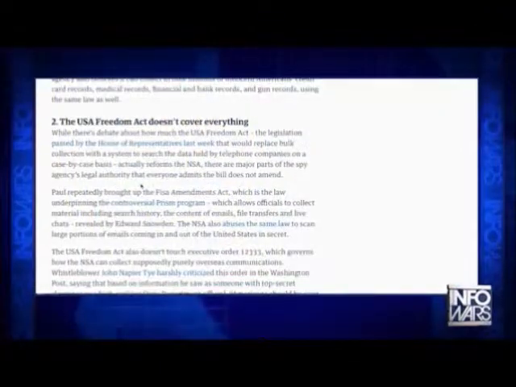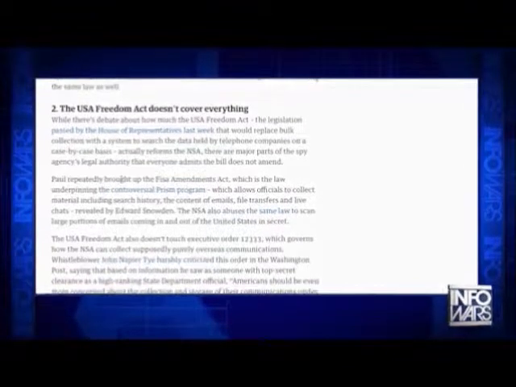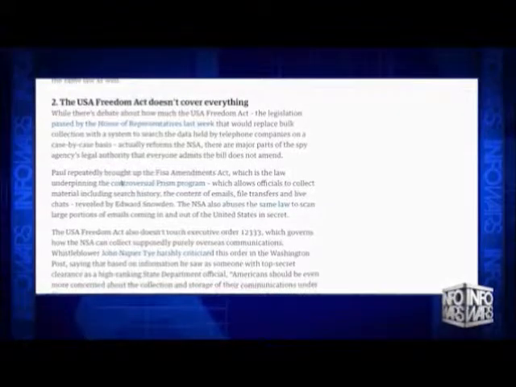And he also strongly suggested that the agency would be able to collect in bulk millions of innocent Americans' credit card records, medical records, financial and bank records, gun records, and they're going to use Section 215 to do all of that as well. Now, he also pointed out that the USA Freedom Act doesn't cover everything. Now, the USA Freedom Act is legislation that was passed by the House just last week, and it would replace bulk collection with a system that would search the data held by telephone companies on a case-by-case basis.